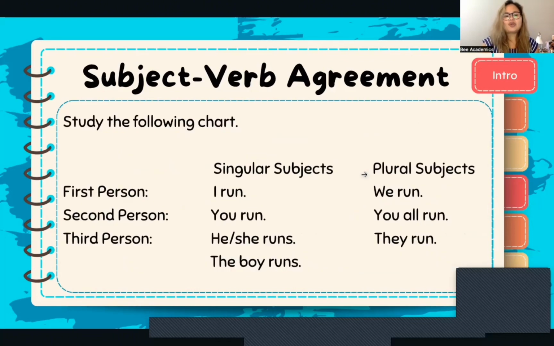And we have to remember the following chart. So these are the first, second, and third person. In sentences, the first person would be I if it's singular. If it's plural, we, include yourself. Second person pronoun or subject, singular or plural, will always be you. And then third person, for a singular subject, is he or she, or the article the. And for plural, we could use they. All right, let's move on.